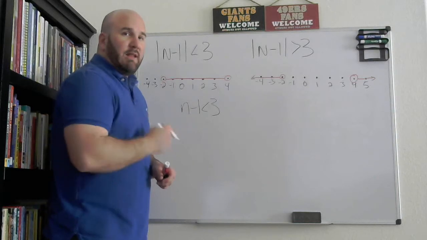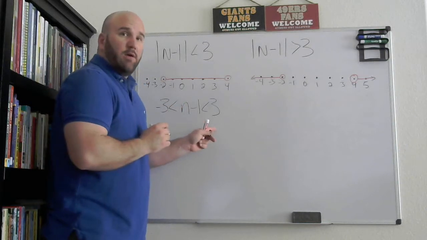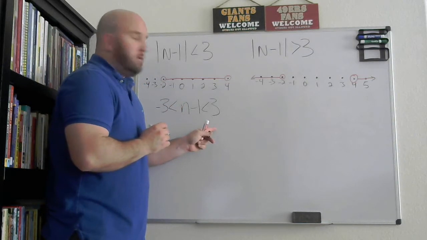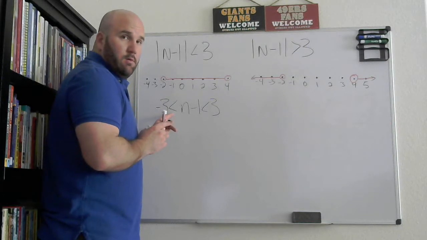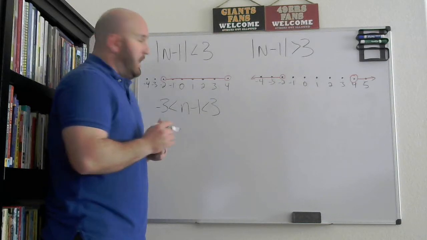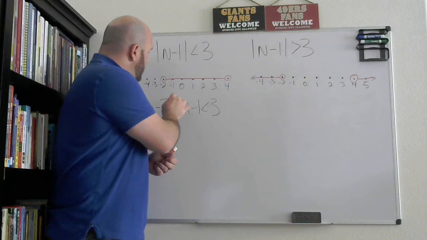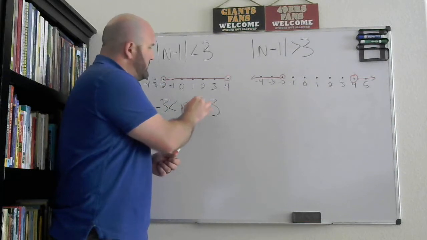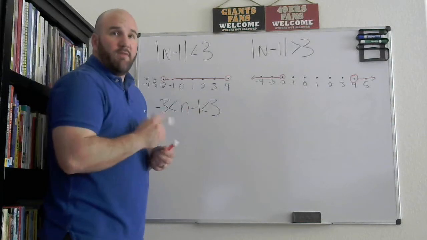The only thing you need to add is the negative value of this constant, which is going to be negative 3, less than n minus 1. Okay? So what this inequality here says is negative 3 is less than n minus 1, which is less than 3. Now we can solve this inequality very easily.